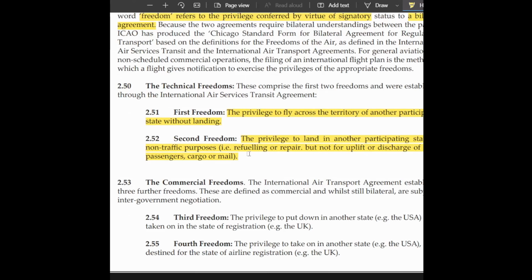It can land in India without taking any permission from the government. Basically, permissions are from the government. It needs to talk to the ATC and explain that it is in distress. Second freedom gives them the privilege to land in any participating state for non-traffic purposes. So the aircraft can land anywhere, buy fuel, undergo the repair, and then carry on. However, it cannot land without permission for passengers to get down or goods and things like that. For that, you need permissions, which again come with things like passport and all of those things.